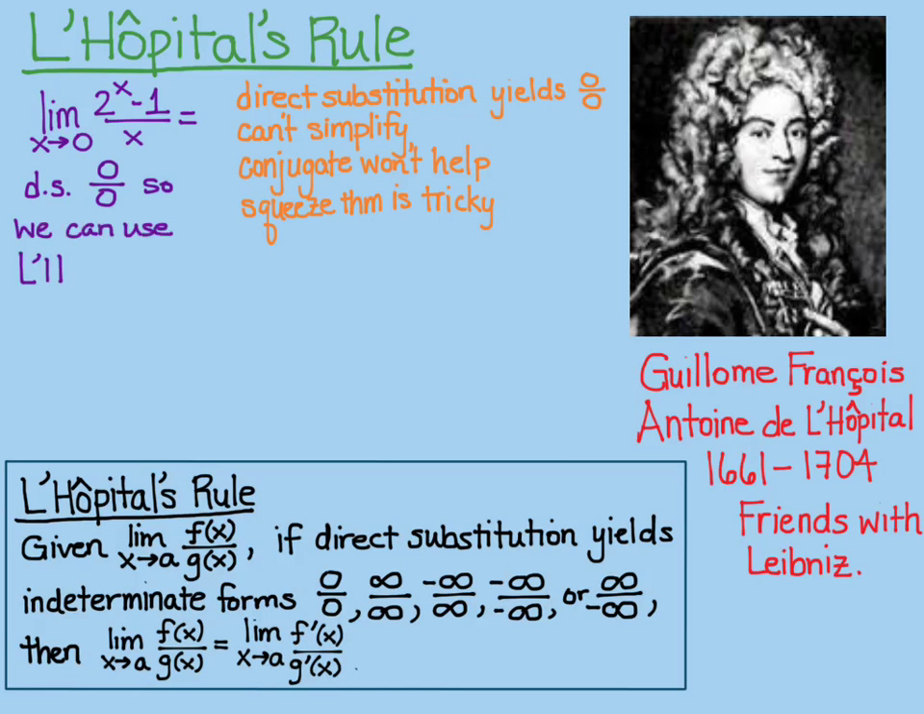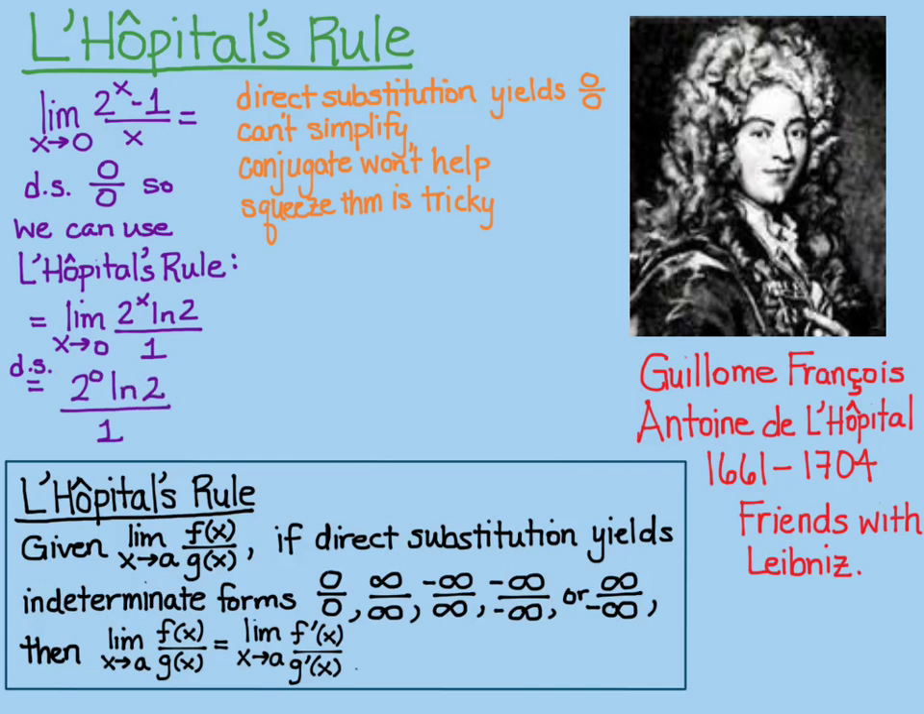Direct substitution gave us 0 over 0, so we're allowed to use L'Hopital's rule. So we take the derivative of the top, which we've seen is 2 to the x times ln of 2. We take the derivative of the bottom, which is 1. And now we try direct substitution. I get 2 to the 0 times ln of 2 over 1, which gives me ln of 2. And remember, this is what we saw that the limit should be going to.